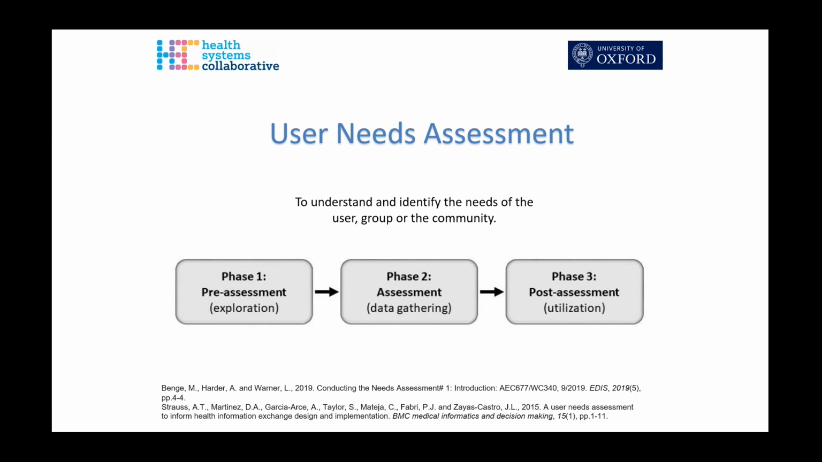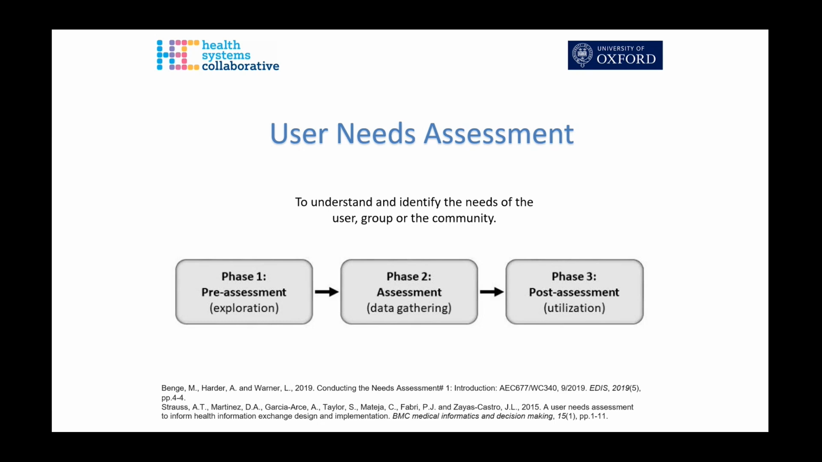So if we want first to define the user need assessment, it is a systematic method of understanding and identifying unmet health needs for the users or a group of individuals or community or whatever population you're interested in, to facilitate making changes or creating a new intervention to fulfill their unmet needs. As you can see, conducting a user need assessment includes three main phases: pre-assessment, assessment, and post-assessment.